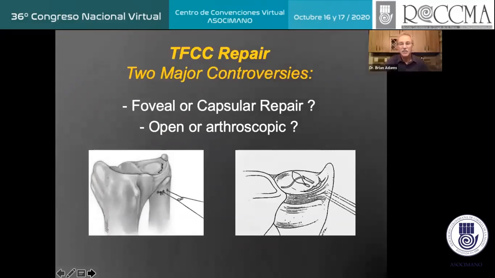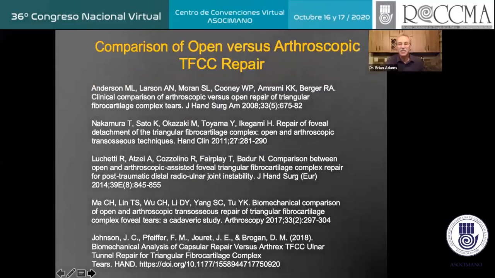It's certainly controversial when and how we should perform TFCC repairs for DRUJ instability. I'm not going to talk about TFC repairs for the stable DRUJ. I think there are two remaining controversies. Should we do a foveal or a capsular repair, and should this be open or arthroscopic? In my opinion, it really depends on the severity of the instability and the TFC injury.